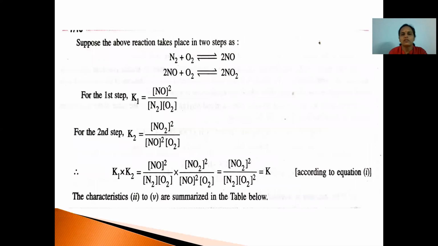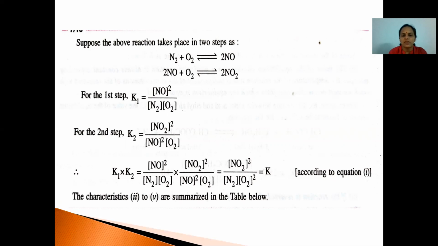So let this reaction take place in two steps. First step is N2 plus O2 gives 2NO and 2NO plus O2 gives 2NO2. So K1 for this reaction is NO to the power 2 divided by N2 into O2. And for the second step, K2 is equal to NO2 to the power 2 divided by NO to the power 2 into molar concentration of oxygen. So K1 into K2 is equal to K according to the equation 1.